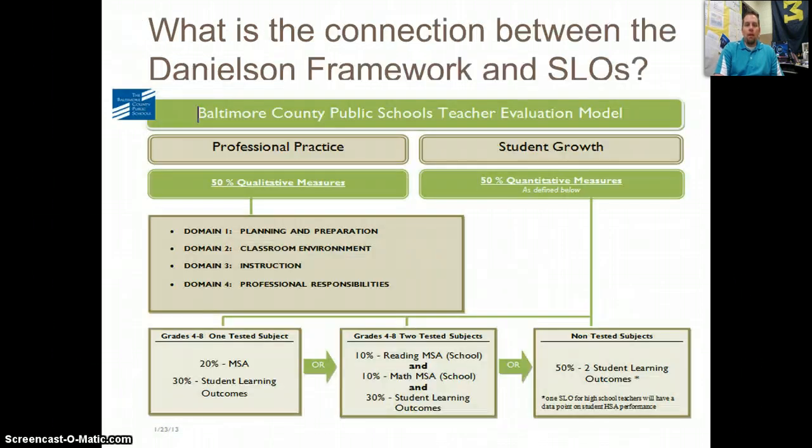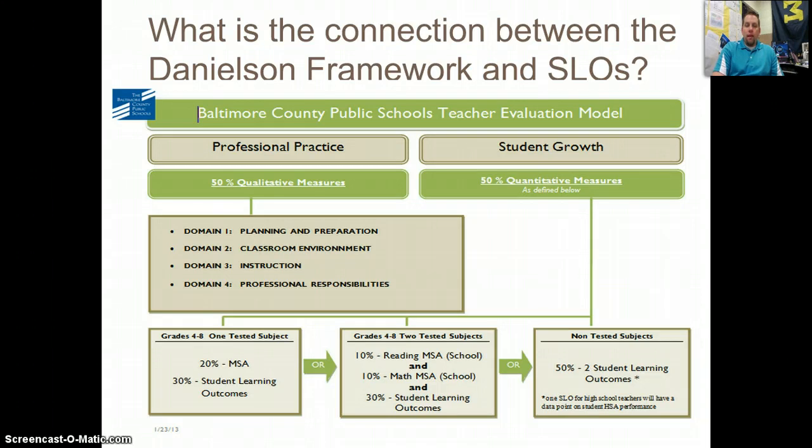All right. As you can see here, this is the Baltimore County Public Schools teacher evaluation model. The left-hand side is based on your qualitative piece. So this is your evaluations, domains 1 through 4. The other 50% of your evaluation will be based on quantitative measures. For most teachers in our building, it will be the non-tested subjects, down here on the right, where 50% of your evaluation will be based on your 2 SLOs. I'll get into more detail about what those are.